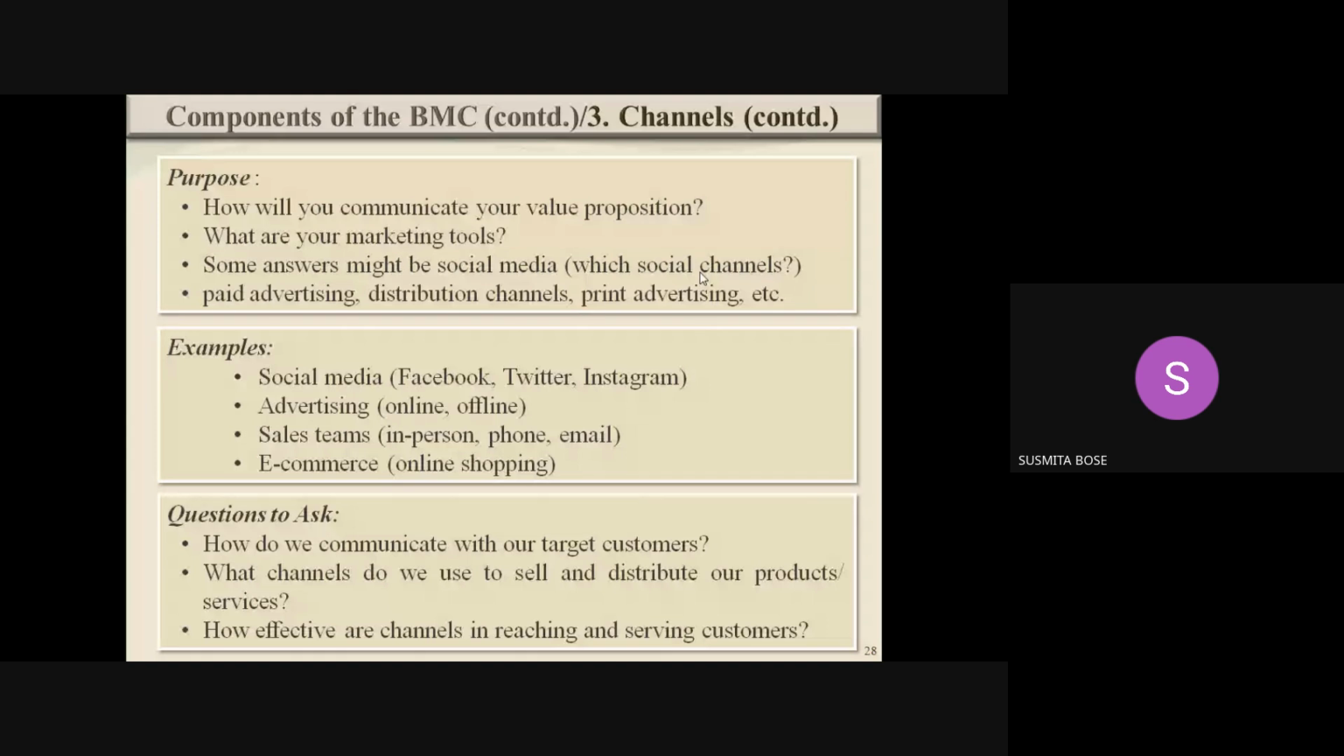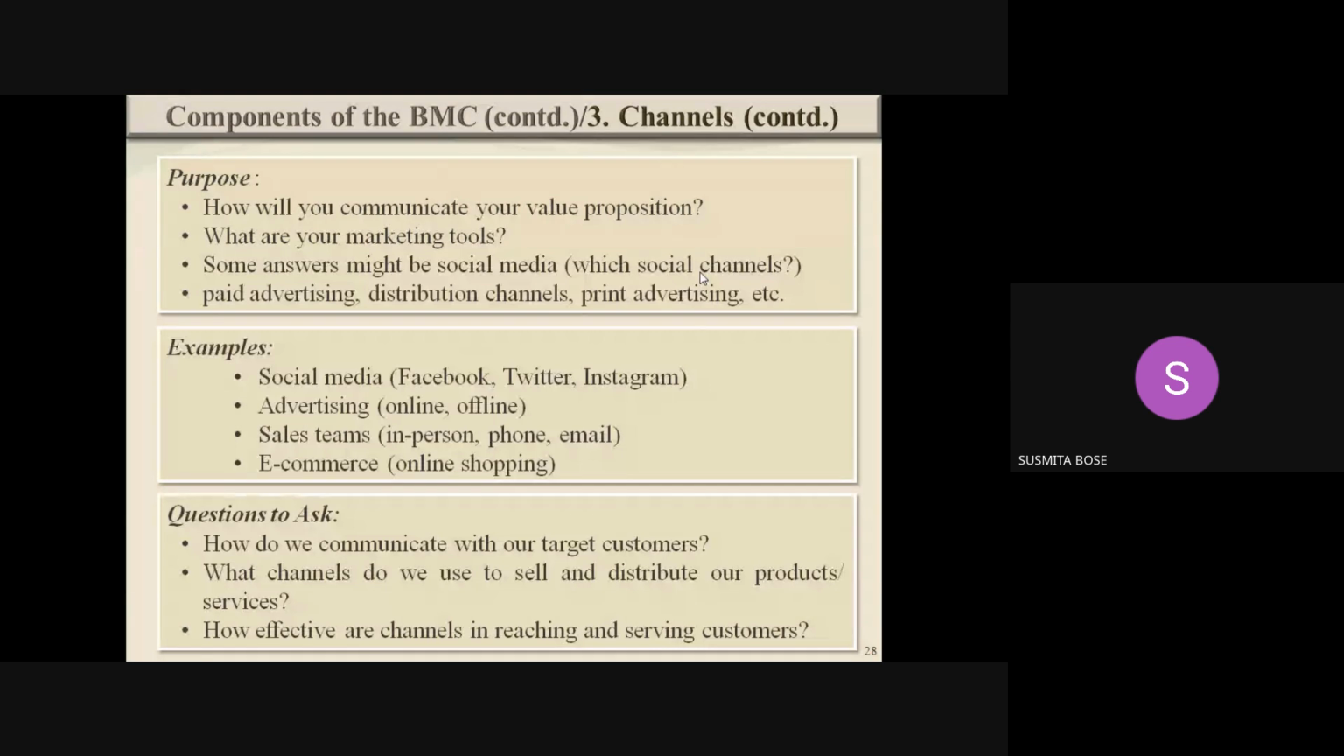Examples of social media are Facebook, Twitter, Instagram. Advertising can be online or offline. Sales teams can go in person or can phone or email. Or it is e-commerce, which will be online shopping. You'll have to make the advertisement of that.